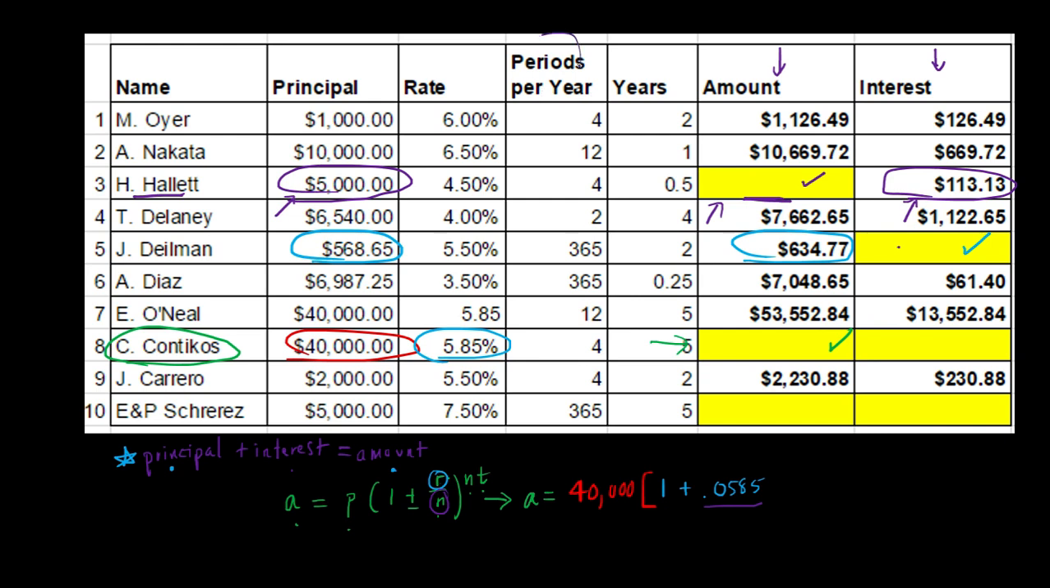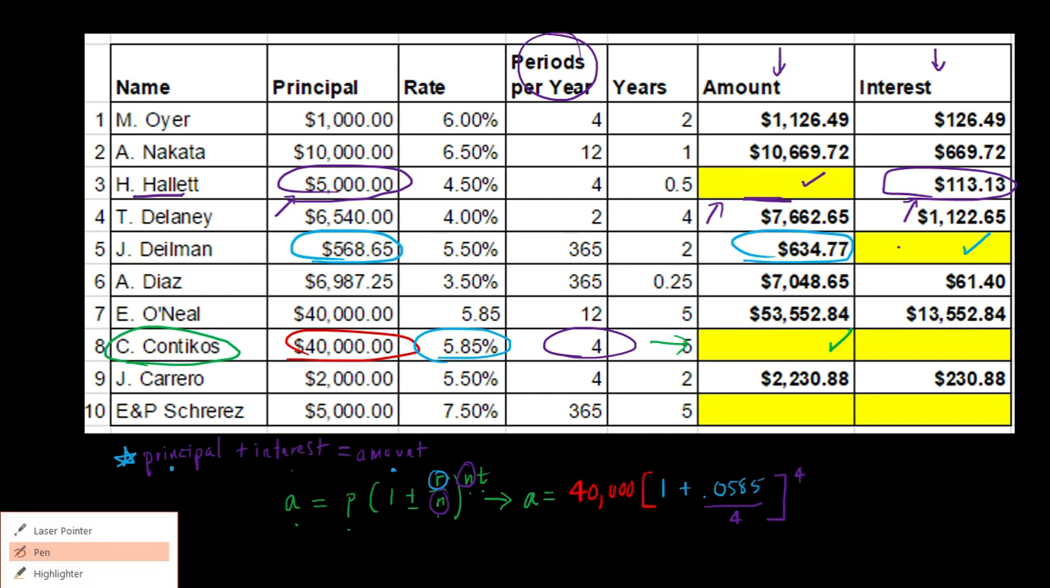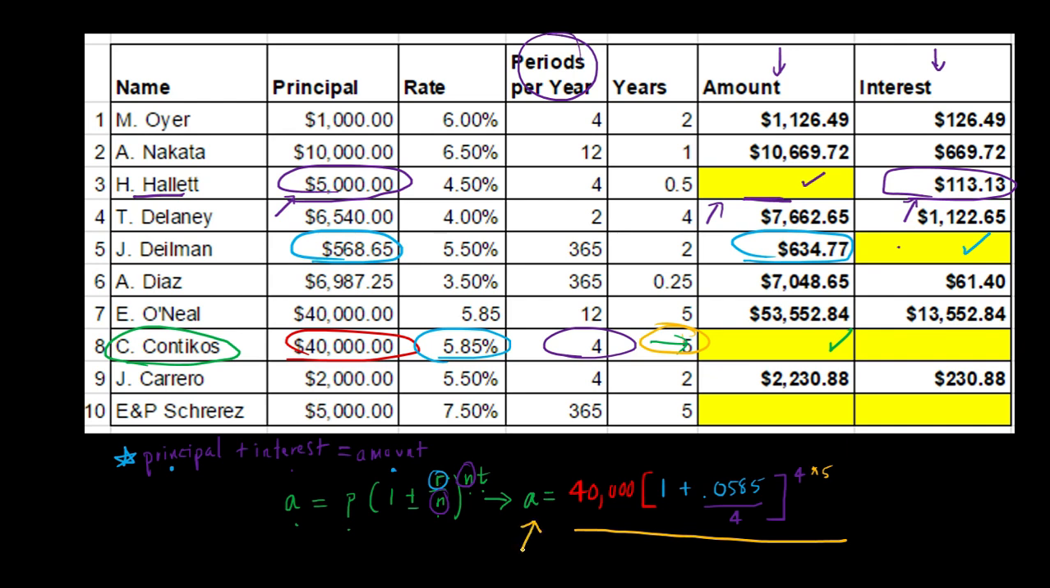So they've already been nice enough to tell me the periods per year. I don't even have to calculate it. So I see that that's 4. So I'm going to divide that by 4. Now I multiply that by N as an exponent. So once again, N. And finally, T is time in years, and that's also given to us. It's 5. So I'm going to take 4 and multiply it by 5. So you can see that it was pretty easy to set up this equation. All of the information is represented in the table. So I will solve this equation, and it will tell me what A, my amount, is.